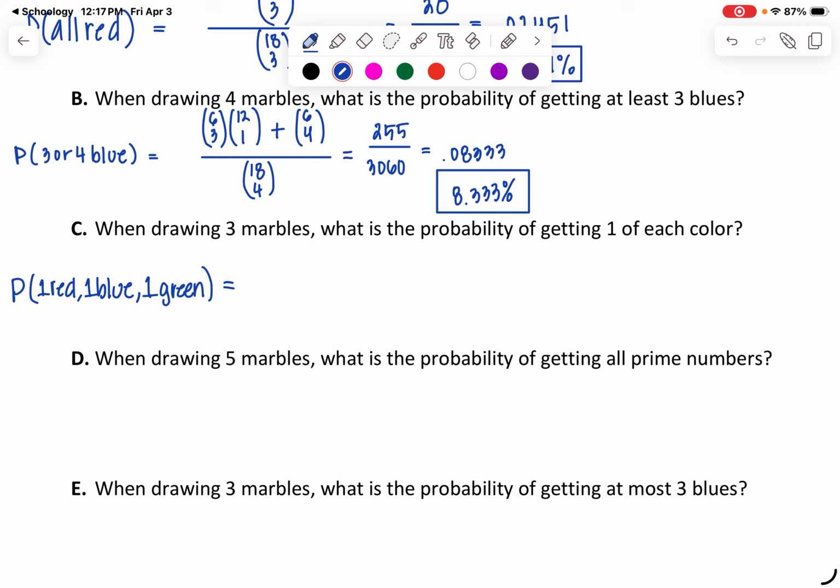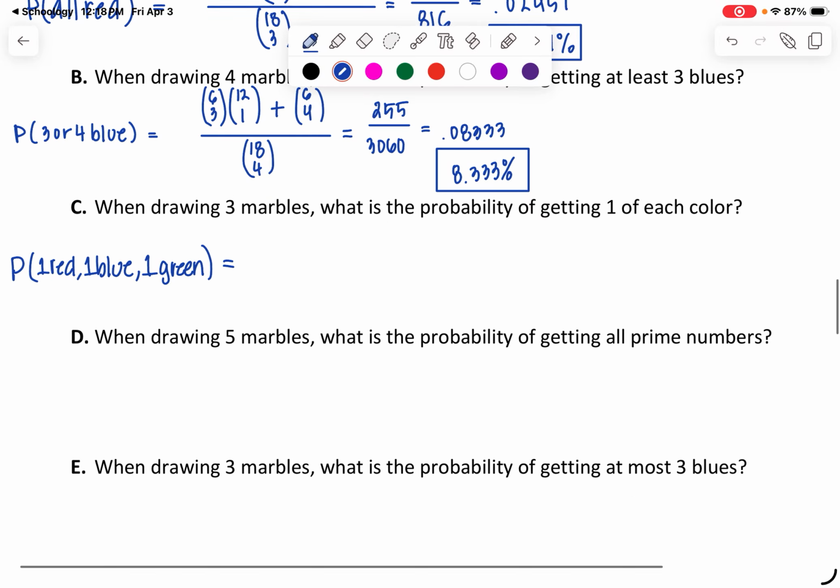No, 1/27. And the reason that doesn't work is because that's saying that you had to get the red one first. You had to get the blue one second. You had to get the green one third. So it doesn't work that way. So the way that I'm showing you is the way that it does work. Okay. All right, so you're choosing 3. So out of the 18, you're choosing 3.